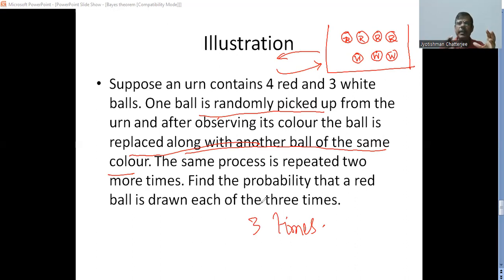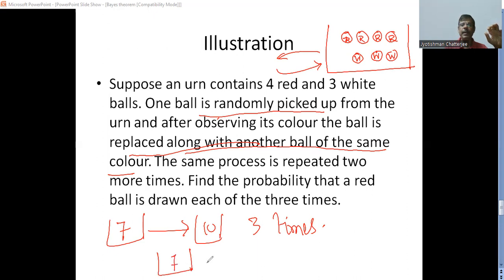And at the end of the random experiment, how many balls will we have in the urn? 3 more balls will be added. To start with, we have got 7. After the experiment, we will have 10. Right? So here we have 7. After the first repetition, we have got 8. After the second, we get 9. And after the third, we get all the 10 balls here. So that's the total experiment.